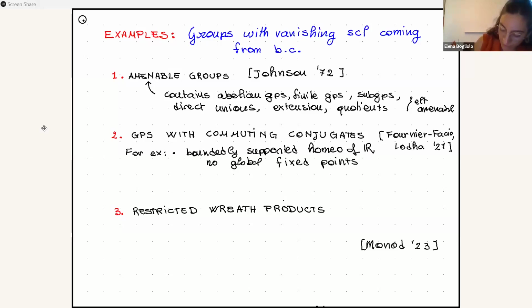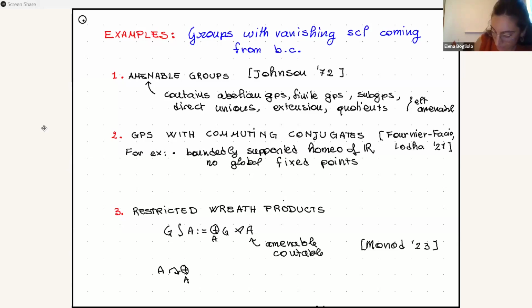So what are restricted wreath products? For a group G and a group A, we denote with G wr A the semi-direct product of A copies of G with A. And in this case, the requirements are that A must be amenable and countable. And we want the action of A on the direct sum to be by shifting of the coordinates.